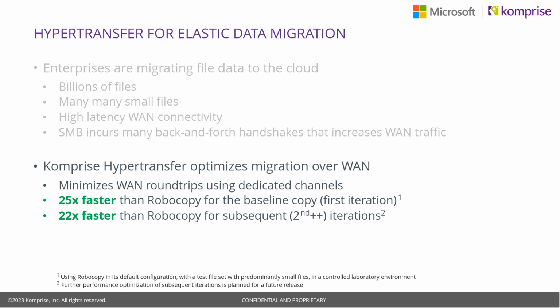Robocopy doesn't do this by default. So that 25x faster that you're seeing is Komprise also doing that integrity checksum validation that Robocopy is not performing. So something to keep in mind, you're not only getting the speed up from Komprise, but you're getting the peace of mind that Komprise is validating the transfers as they go.